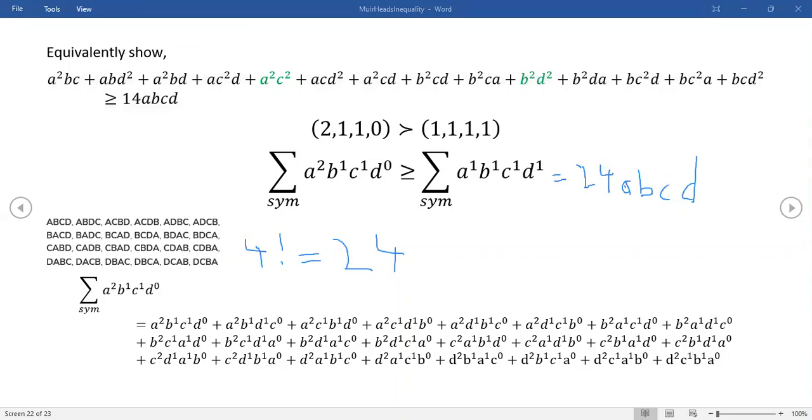All right. So anyway, this entire result, and I have to go to the next page, has to be greater than 24 A, B, C, D, right? This is the left-hand side. And by Muirhead's, this left-hand side is greater than or equal to this right-hand side, which we know is 24 A, B, C, D, right? Okay, so let's run to the next page and complete this thing. Let me clear.